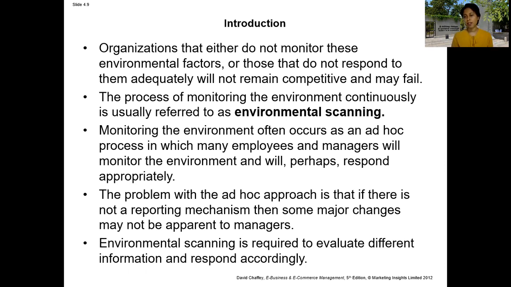What do you mean by ad hoc? Any idea? There is systematic, there is ad hoc. What do you mean by ad hoc? Yes? Yes, someone tell me. Nobody knows what ad hoc is.